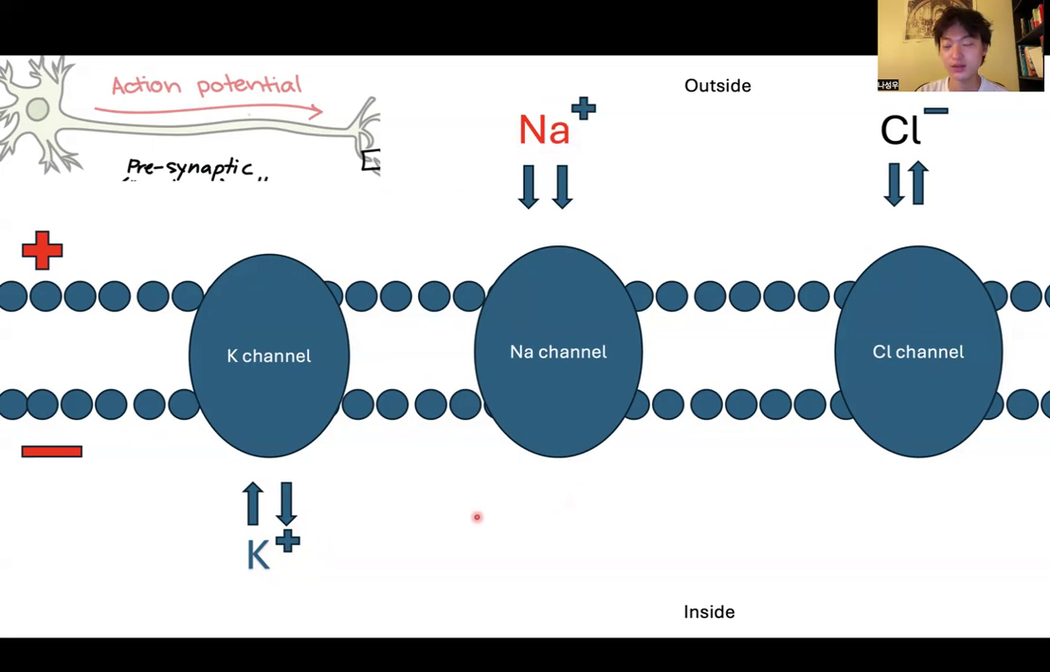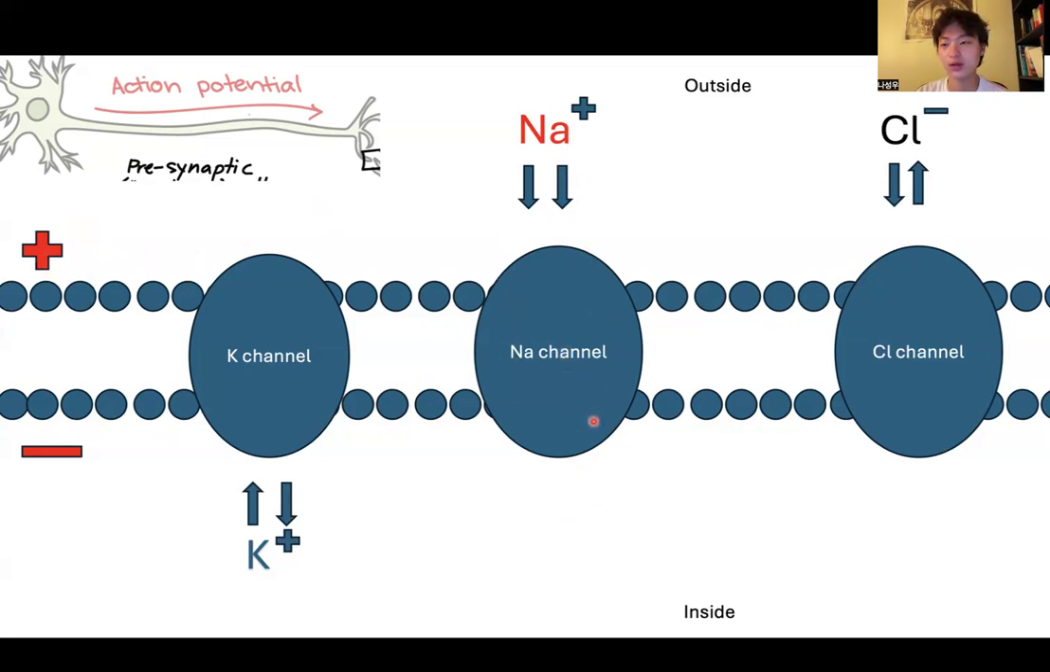The second factor is the electrostatic pressure. The same charge repels each other, and the opposite charge pulls each other. The positive potassium is repelled by the outside positive and also pulled by the inside negative. By contrast, sodium is positively charged at the outside. So the inside negative pulls the sodium inside, and it is also repelled by the positive toward the inside.